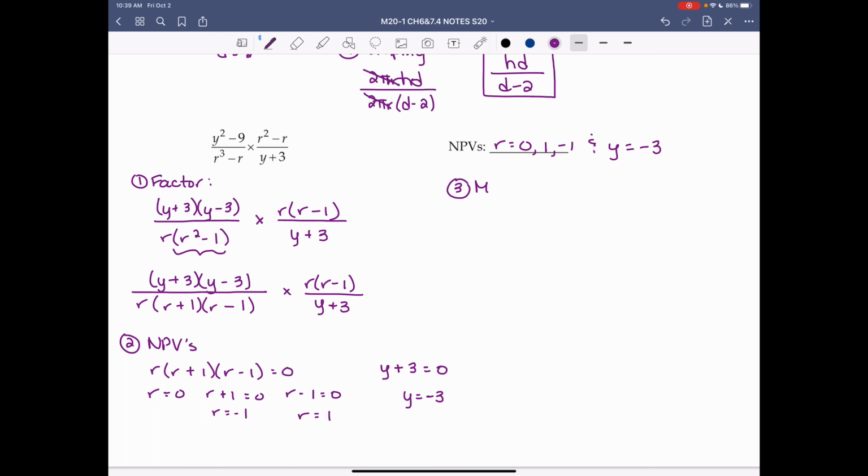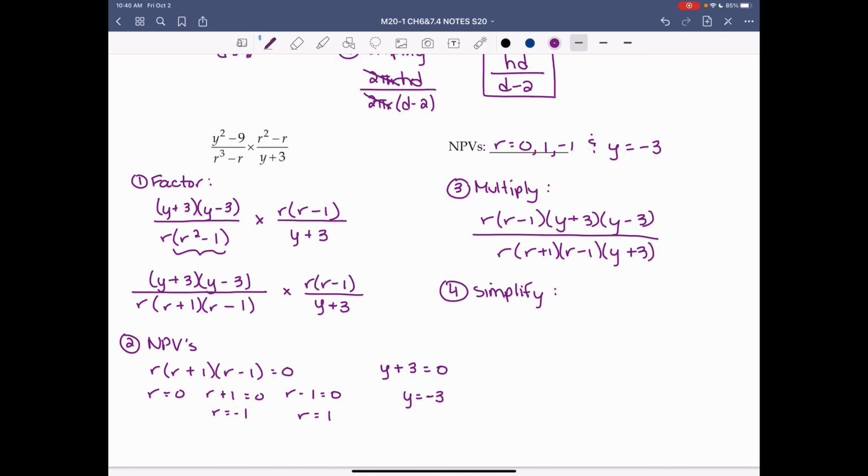Step 3, multiply. Multiplying is pretty easy. We just write all the factors together. If we have a single variable, that usually would go at the front. So I'm going to put r and then r minus 1 and then y plus 3 and then y minus 3. And then on the bottom, we have r times r plus 1 times r minus 1 times y plus 3.